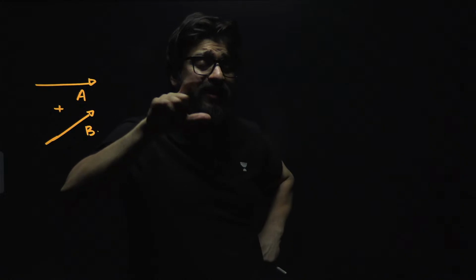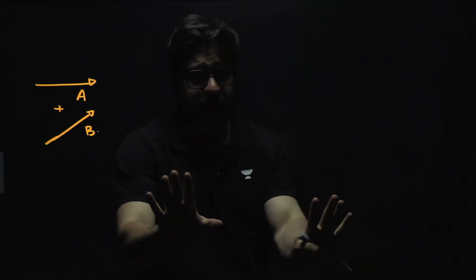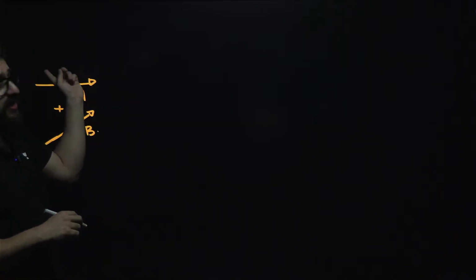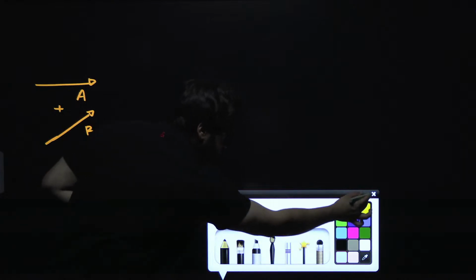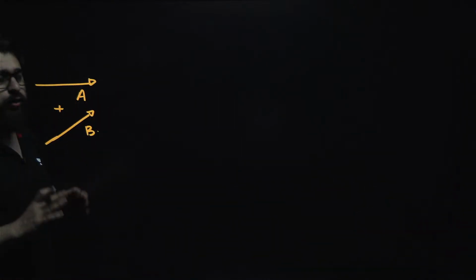The first method that I have in front of me is triangle law. Sir, what do we do in triangle law? We take these two vectors, make two sides, and the third side will give the resultant. But I say use parallelogram law. What does that say? We do the parallel shifting of the vectors.